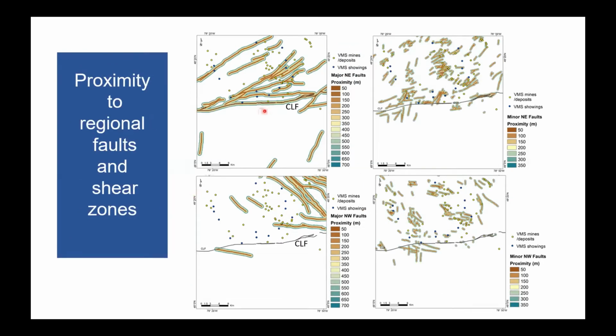Faults and shear zones were grouped into 4 classes: major and minor northeast and northwest trending faults. For the major faults, a proximity distance of 700 meters with an interval of 50 meters was selected, and for the minor faults, the proximity zones were set to 350 meters.